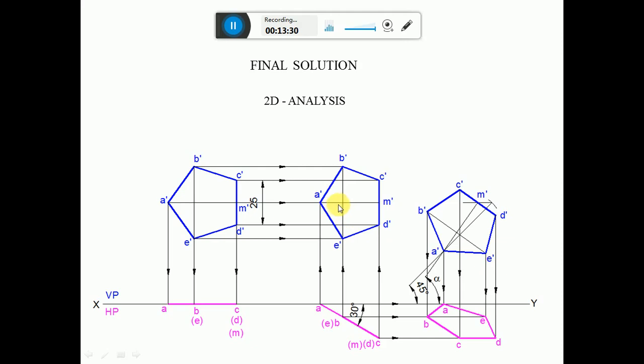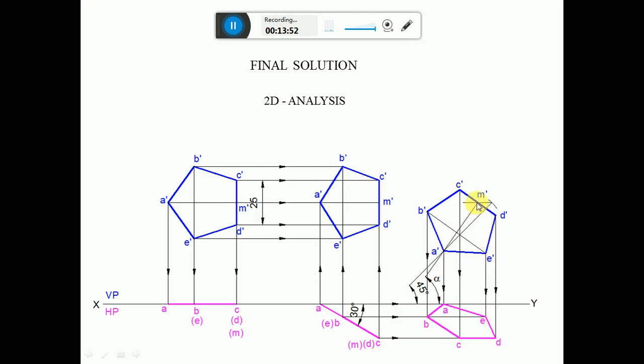Again, with this point as center, take the radius from this point to A dash and from this point to B dash. Both are going to have the same length. With this point as center, since B dash is above that inclined line, cut an arc above, and from the same point cut an arc below, and mark the points as B dash and E dash.